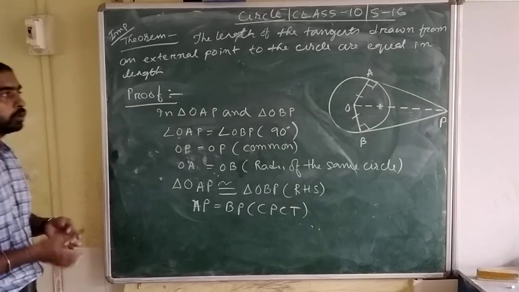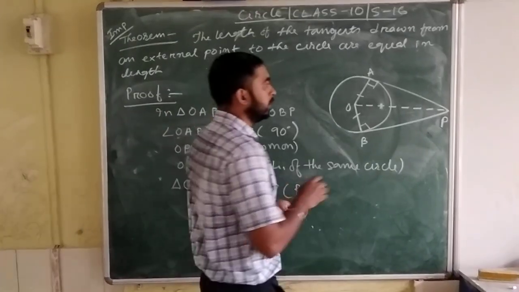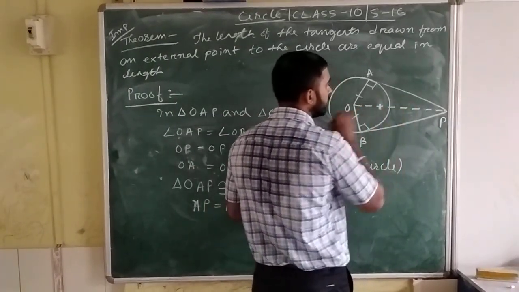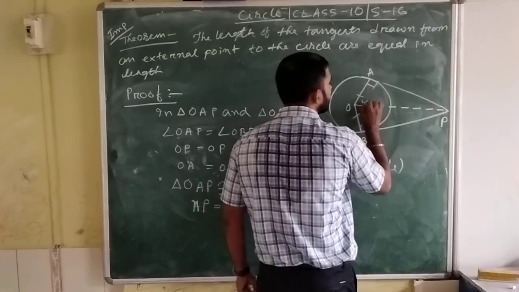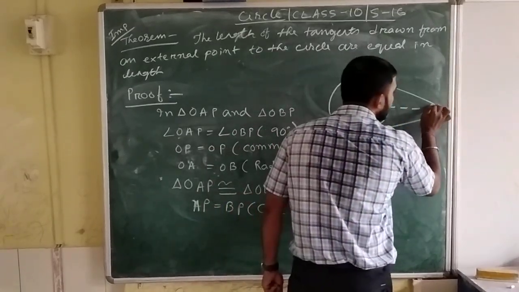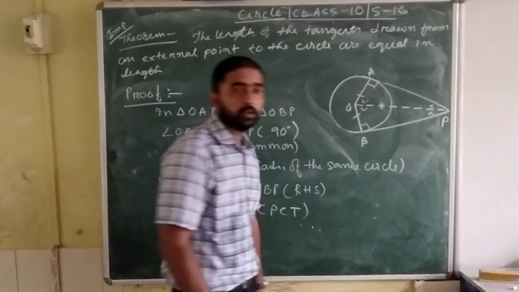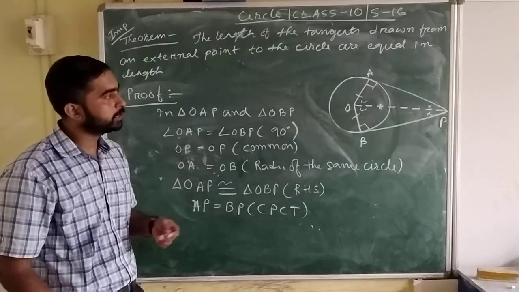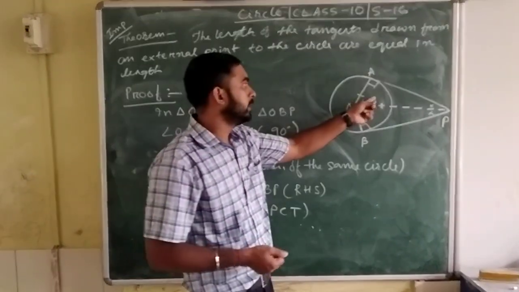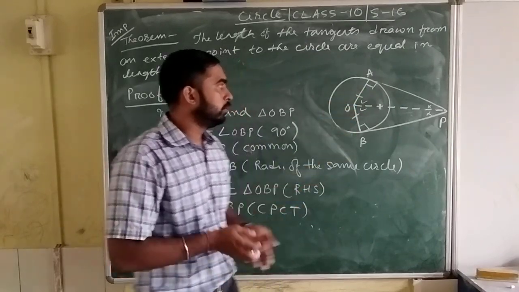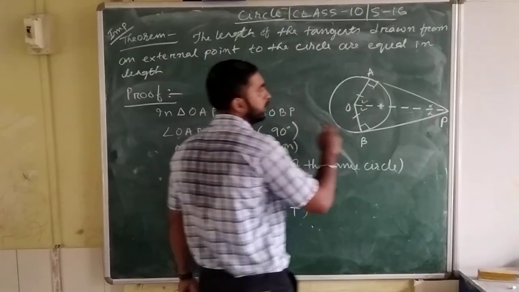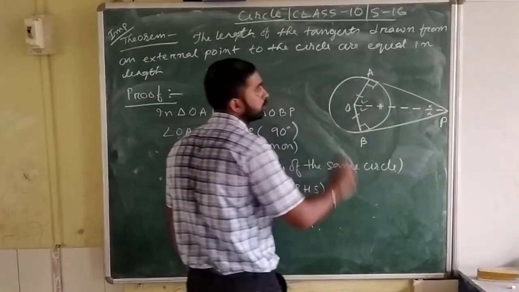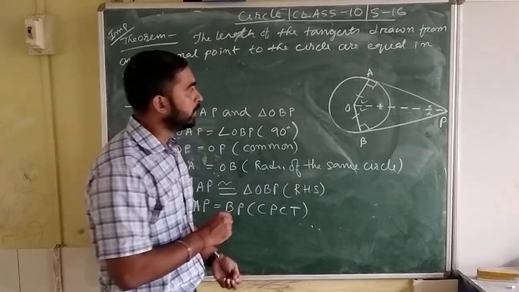Yes. Now see, moreover, if these two triangles are congruent, then you can say that these two angles are also equal, and these two angles are also equal. They are also by CPCT. So in the questions, we will use this property, that if we draw two tangents from an external point, then these two angles are equal, and these two angles are equal.